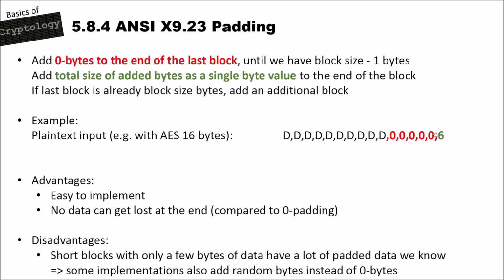So when we decrypt this last block, we just have a look at the last byte. We see here the 6 and we know we have to remove 6 bytes from the decrypted data. Advantages are this is also easy to implement and also no data can get lost at the end compared to 0 padding. Disadvantages are that short blocks with only a few bytes of data have a lot of padded data we know. So when we only have 1 byte, we already know 15 remaining bytes of this plaintext block. And some implementations also add random bytes here at the 0 positions instead of 0 bytes.